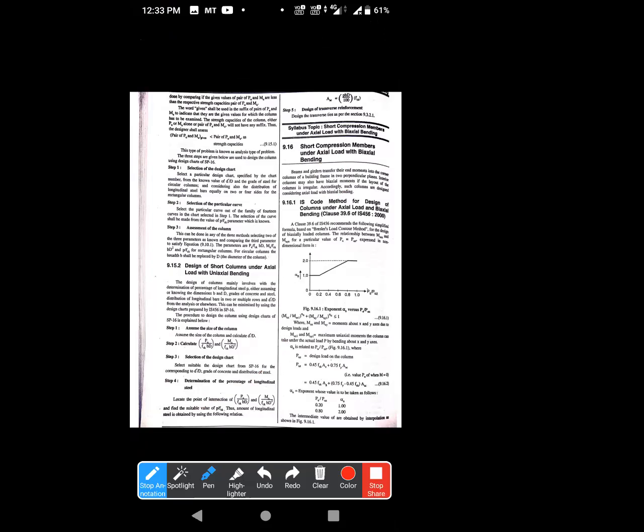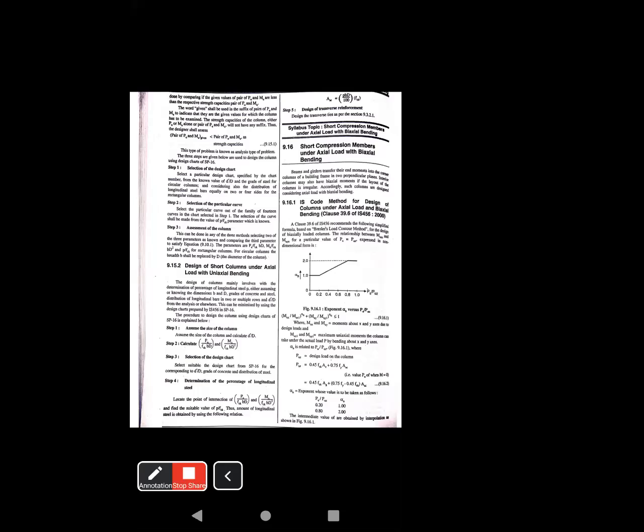Satisfying the equation 9.10.1. Okay, now design of short column under axial load with uniaxial bending. You have to do the design of a column under axial load with the uniaxial bending. Okay, you have analyzed these things. Now you have to design it.